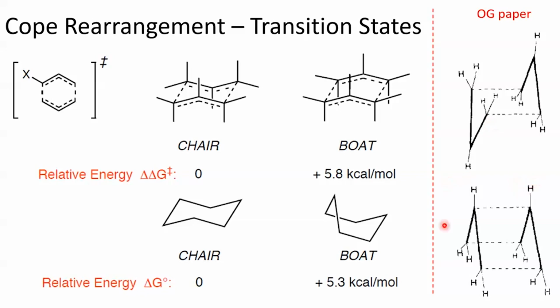If we now take a look at the boat transition state shown down here, you can see that there's a lot more interaction between the 2 allylic halves coming together to form the products.